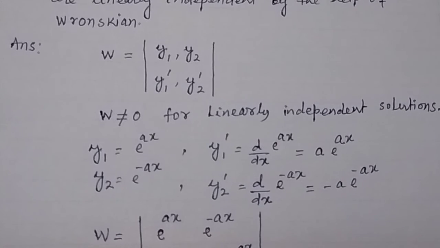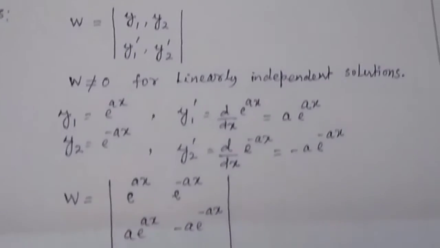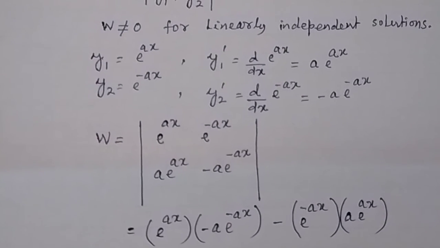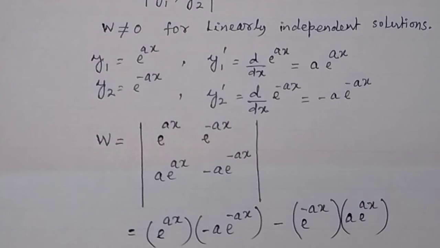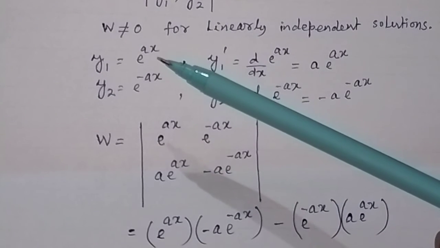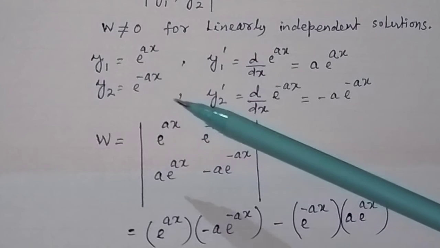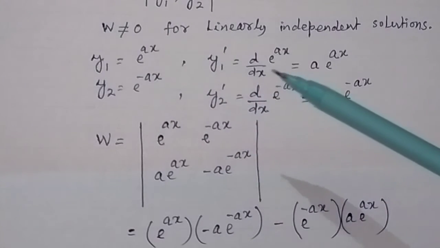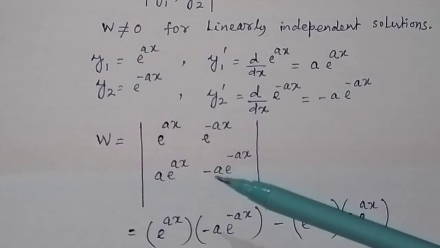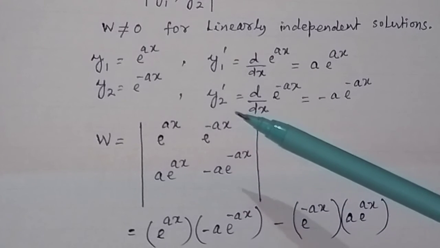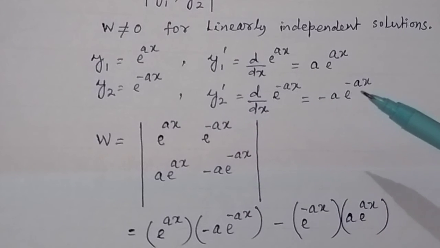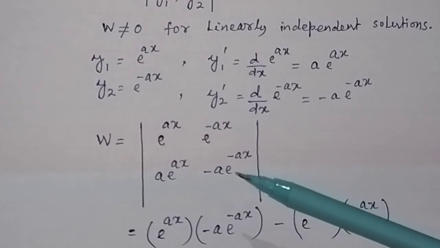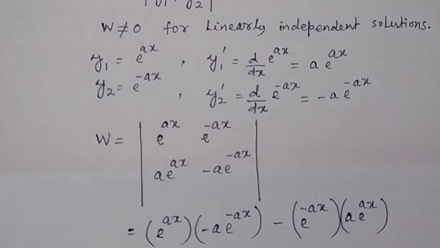Then we will find out the Wronskian, the determinant of y1, y2 and y1 dash, y2 dash. As given, y1 is e to the power ax, y2 is e to the power minus ax, y1 dash is a into e to the power ax, and y2 dash is minus a e to the power minus ax. So we will find out the determinant.